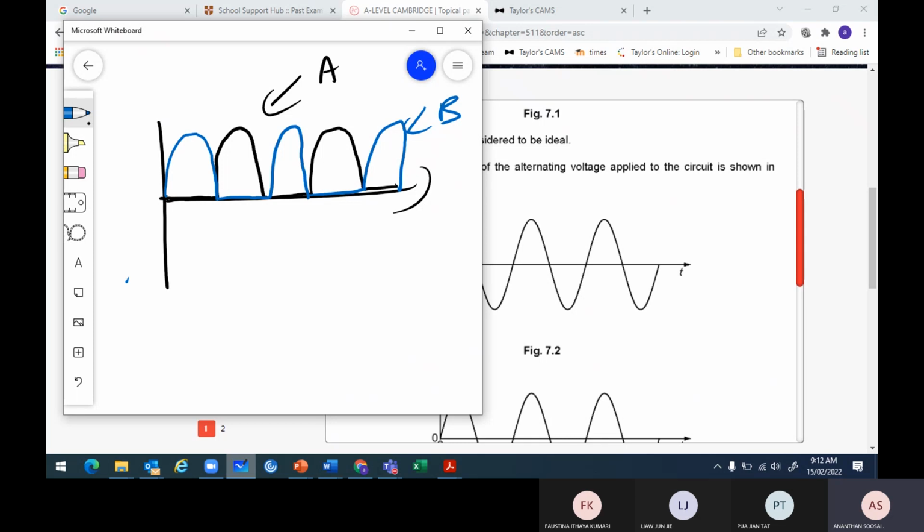Negative. Yeah, okay. But make it positive. But it should be one side. Yeah, okay. But they must have a phase difference of how much? 180. 180 of phase difference.